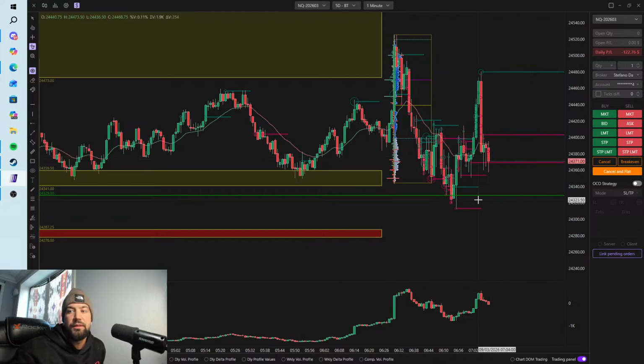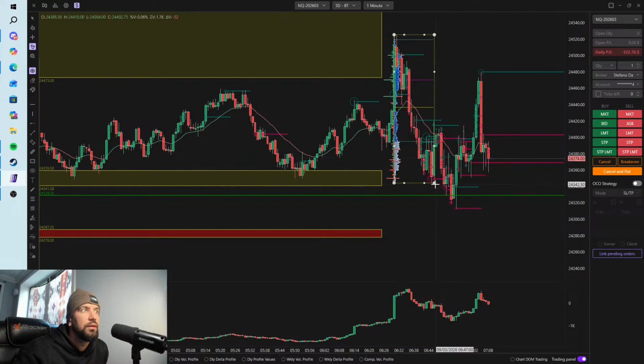We're trying to see the delta come down. So this is the bottom of the 15 minutes. Sorry. That is the bottom of the 15 minutes. If we get above here, we take a long too.